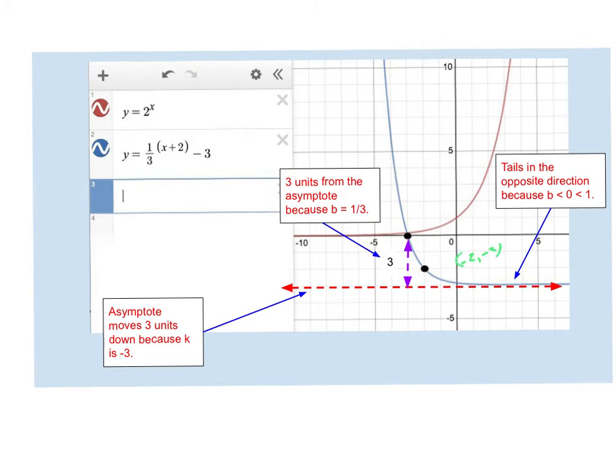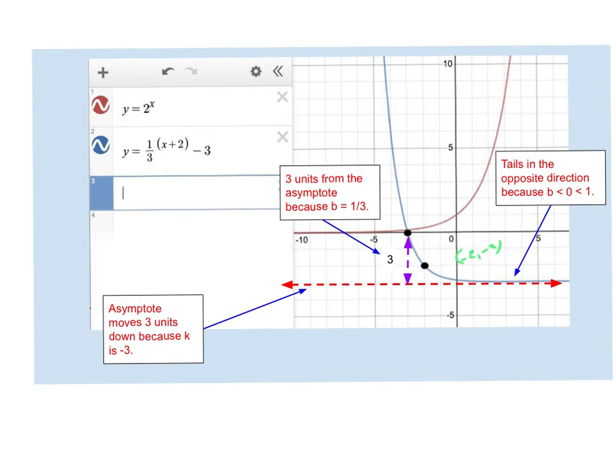Now, here's where it's a little different. What I'm going to do now is instead of moving to the right 1 unit, I have to move to the left 1 unit because this is a fraction, not a whole number. So I'm moving to the left.